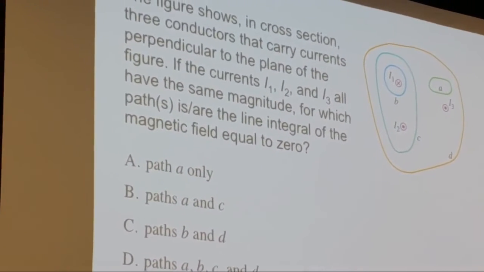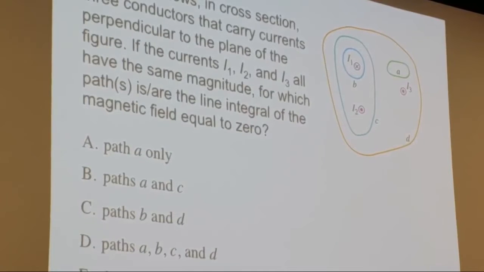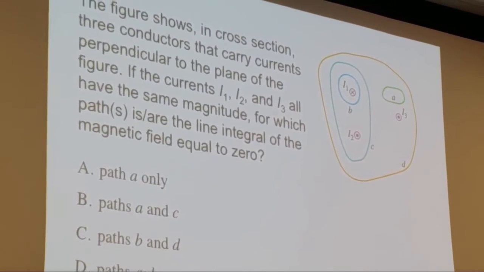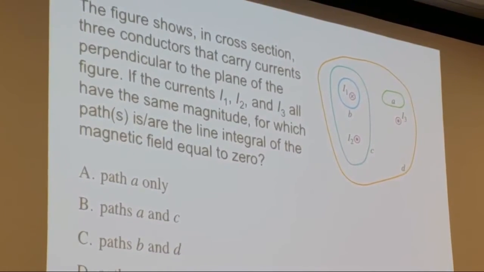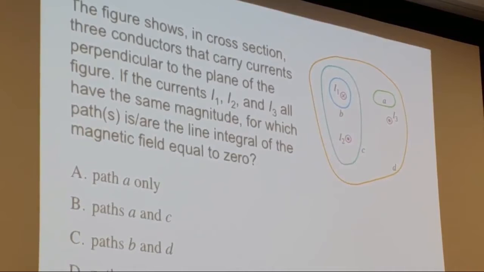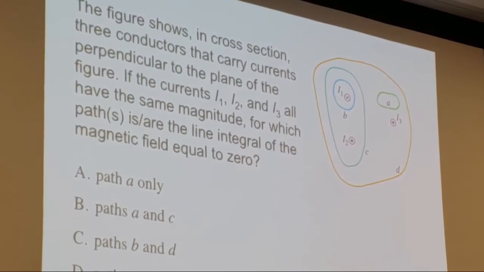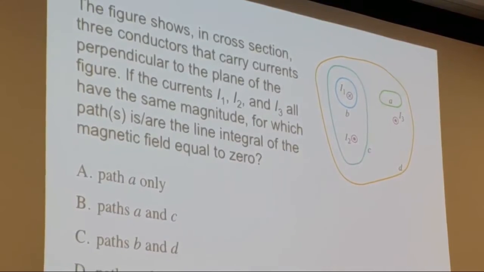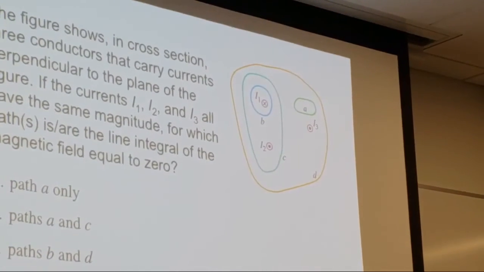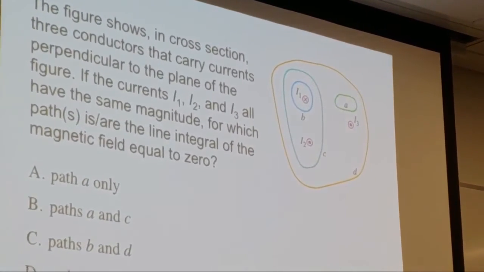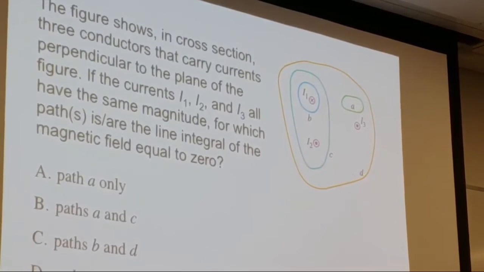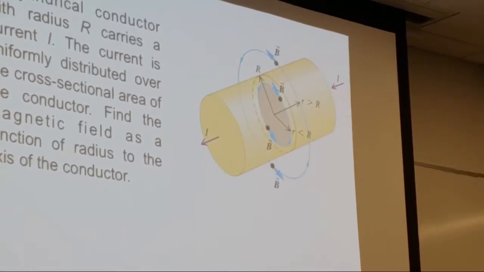Think about A. Is the path integral in this case 0? For A, what is the current enclosed by A? 0. Exactly. What about B? Is that 0? No, it encloses a current. What about C? 0. So A and C are 0 up to now. What about D? Is it 0 or not 0? It's not 0. You have 2 coming out, 1 going in, so it's not 0. So what are the only ones that have 0? A and C.